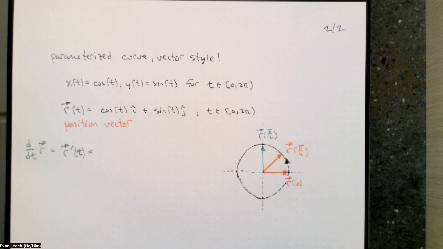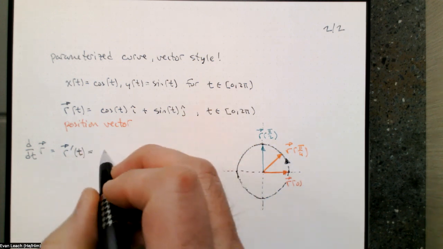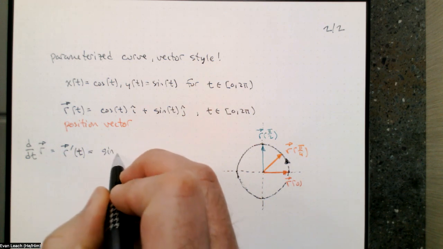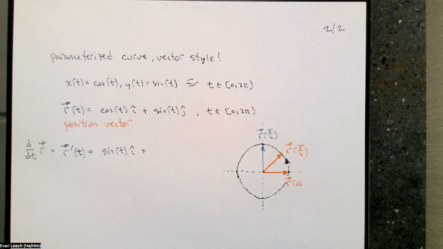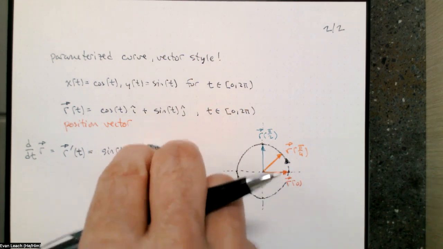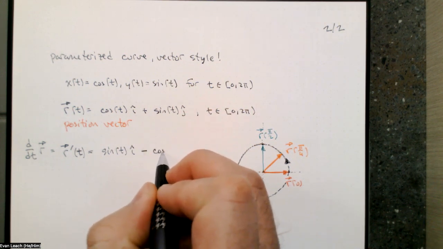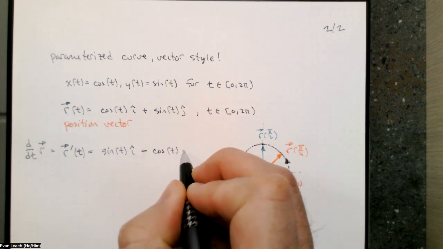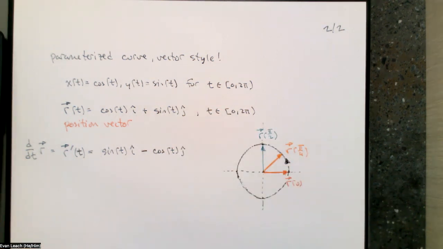So if you thought, well, should I just take the derivatives of the individual components? Then you are correct. The derivative of cosine is negative sine, and the derivative of sine is cosine. And we've inherited these values of t from 0 to 2 pi, so we keep those. Take the derivatives of each of the components.